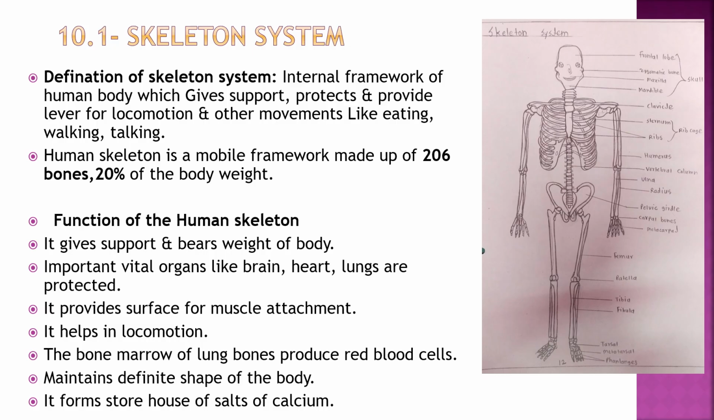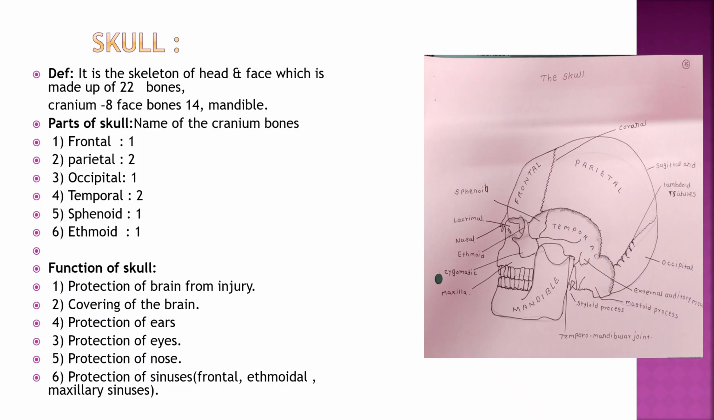The human skeletal system is made up of mainly 206 bones and it is 20% of the body weight. Its main functions are to give support, form the locomotory functions, and give muscle attachment. There is marrow in the long bones, which helps in erythropoiesis and other blood cell production, and it maintains the shape of the body.